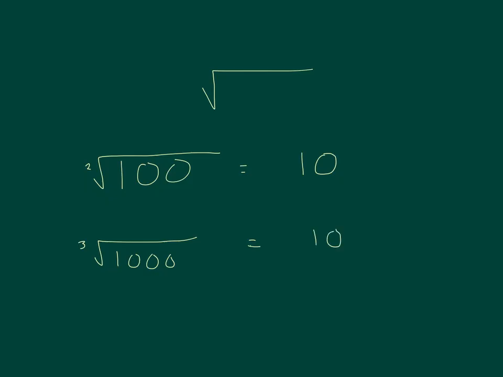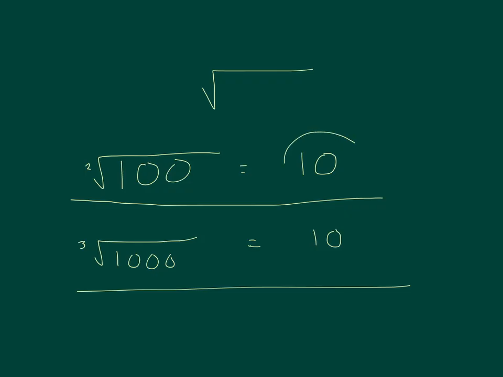So square root would have a little 2 on there, and that basically means which number is the root of 100. Basically, which number, when you times it by itself, will make 100. And if it's cube root, which number, if you times it by itself 3 times, will make 1000. So it's the root. So you have square roots and you have cube roots. And that's it. That's all I need you to know.